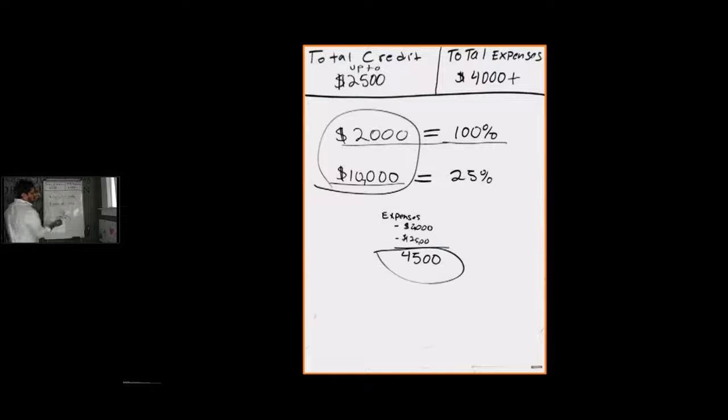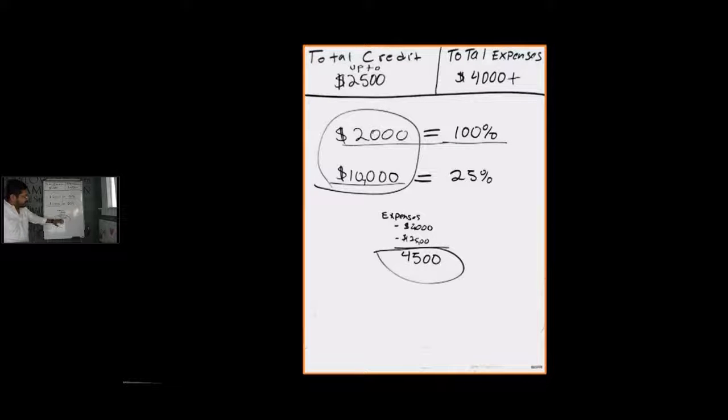The IRS is going to say, hey, 100% of the first 2,000, 25% out of the second batch of money, right? So this is why your total expenses for the American Opportunity Credit have to be $4,000 or more in order for you to see any credit kick in. Okay? So what are we doing? Well, how are we calculating anything, right?